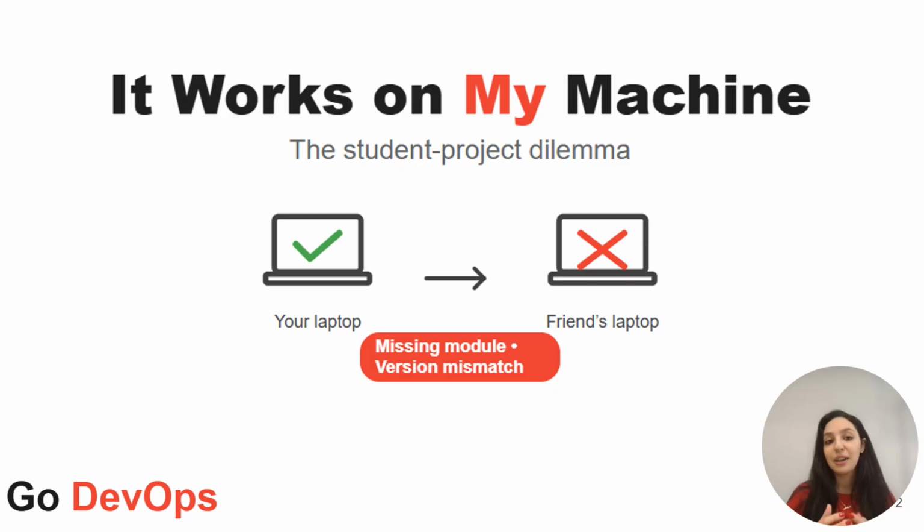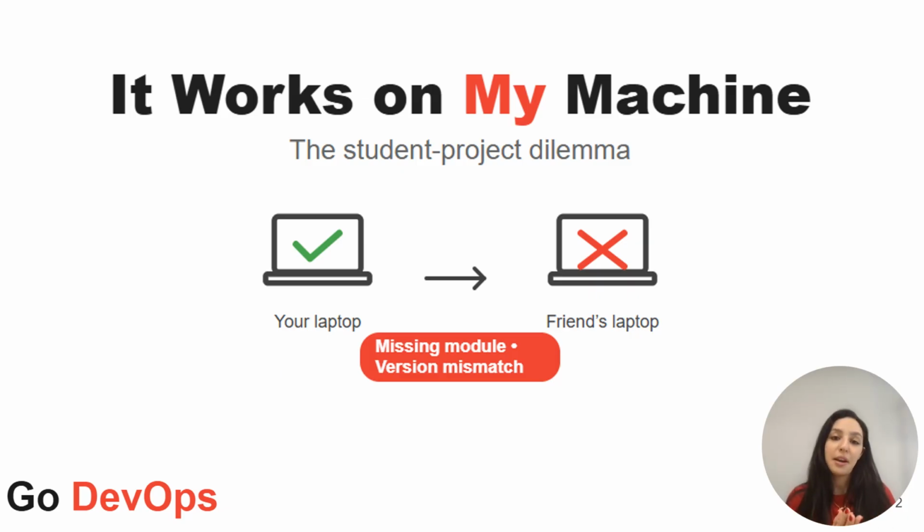So let me take you back to one of those moments every student knows too well. You're working on a group project. You've spent hours coding, setting up your Python environment, installing dependencies, debugging line by line, and finally it works on your laptop at least. And you zip the project, send it to your teammate with confidence, and a few hours later they reply, it doesn't run. So you check their error, you find a missing module, version mismatch, a weird OS issue, so you reply, but it works on my machine.